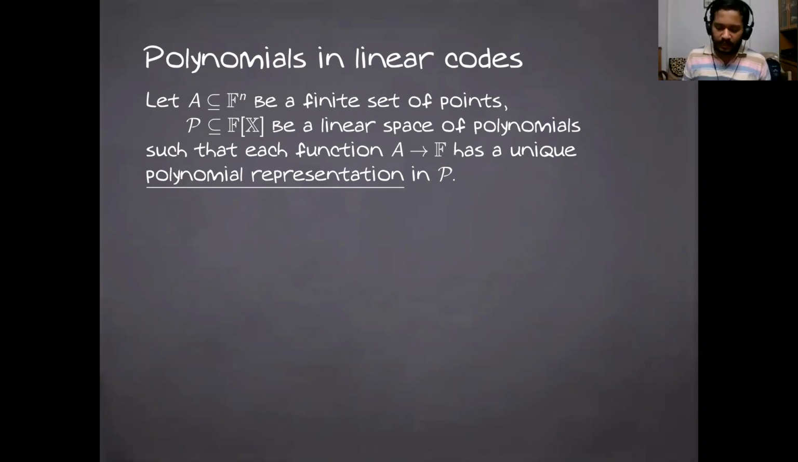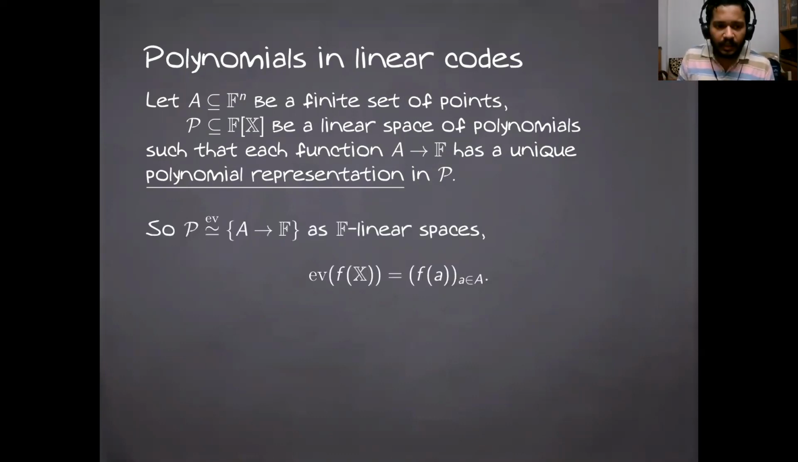So we would like to restrict ourselves to only a smaller class of polynomials, which give us one representative for each function, or each code word, and only one representative for each code word. So how do we do that? We take a linear space of polynomials inside the polynomial ring such that every function has a unique representation. And therefore, by the evaluation map, these two spaces are isomorphic, the space of polynomials and the space of their evaluation vectors. And we can now identify a function with the corresponding polynomial.